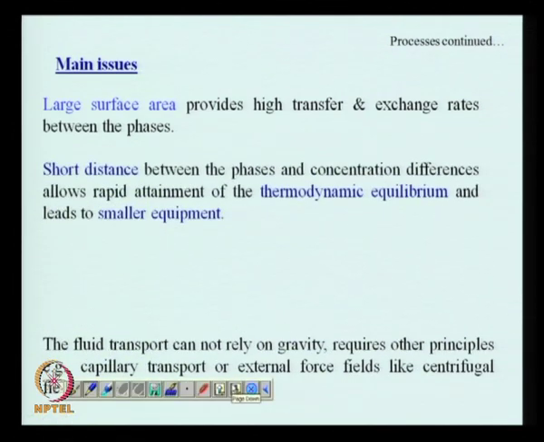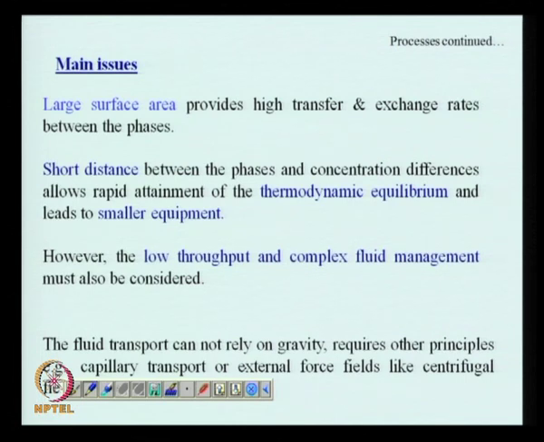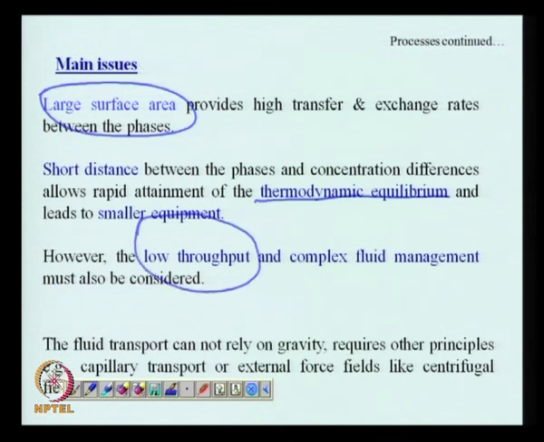there are certain problems which need to be addressed. As I mentioned, the large surface area provides high values of transfer, and the exchange rates are also quite fast. The short distances ensure that thermodynamic equilibrium is reached very quickly, but the main problem is the amount of liquid it can handle, which is the low throughput, and how do you manage the different liquids and vapor which are flowing through a maze of such channels on a tiny device.